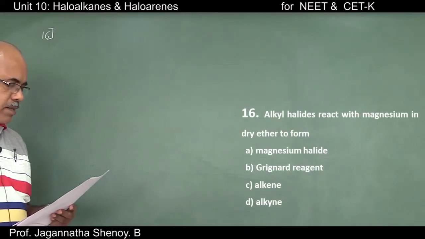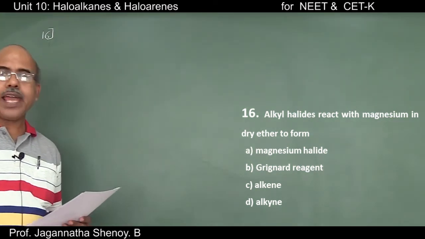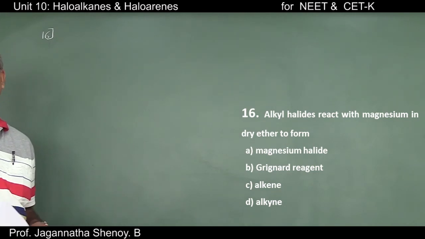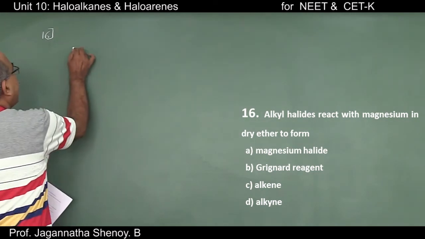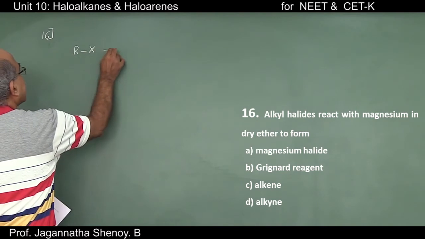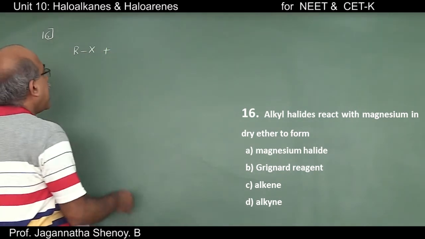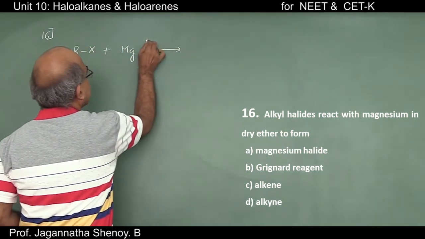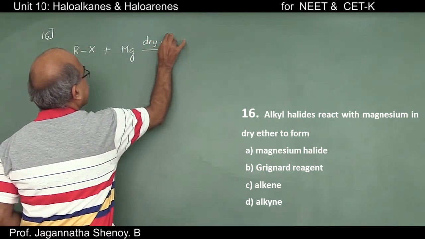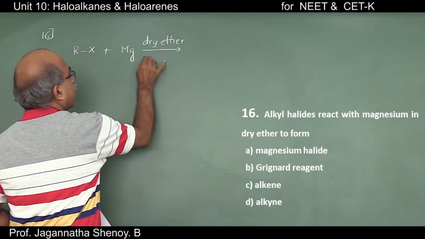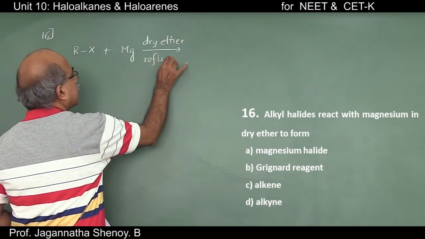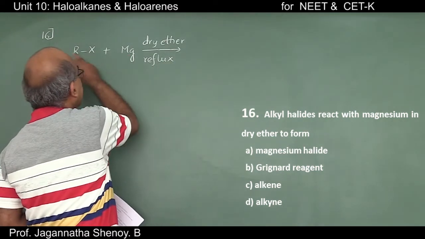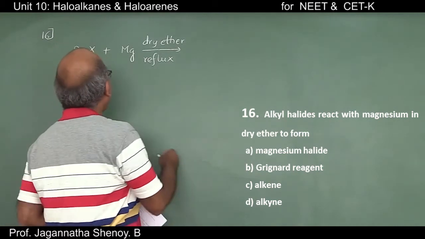Let us go to question number 16. Alkyl halides react with magnesium in dry ether to form. I start from alkyl halide RX. I'll treat it with magnesium ribbon in presence of dry ether. I'll reflux the reactant mixture. You know, magnesium gets inserted in between R and X.